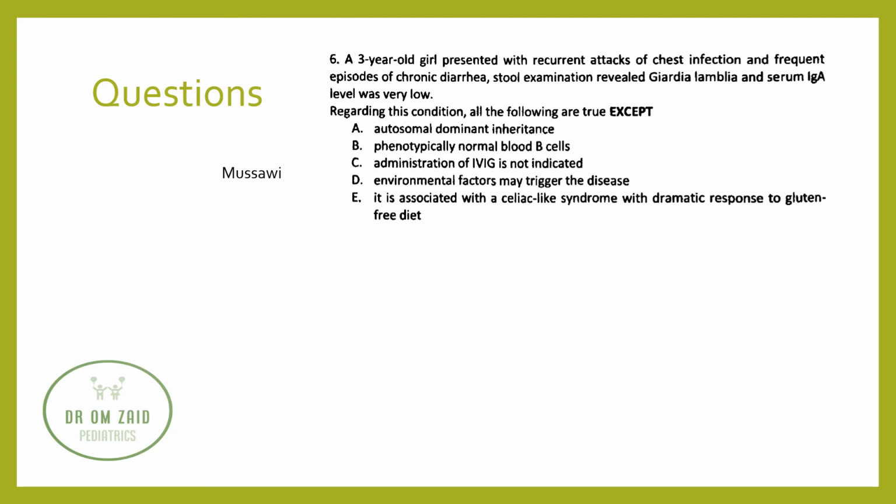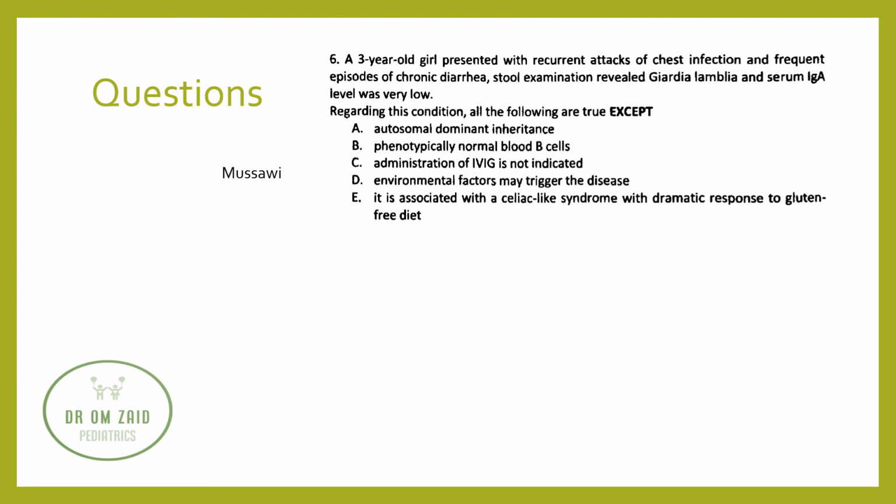Next, a 3-year-old girl presented with recurrent attacks of chest infection and frequent episodes of chronic diarrhea. Stool examination revealed Giardia lamblia and serum IgA level was very low. The question is, regarding this condition, all the following are true except autosomal dominant inheritance. Yes, we said it's possible. Phenotypically normal B cells. Yes. Administration of IVIG is not indicated.